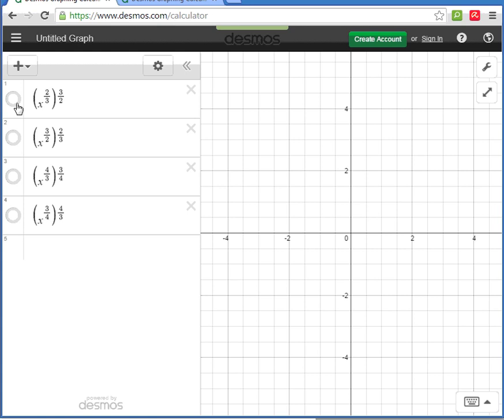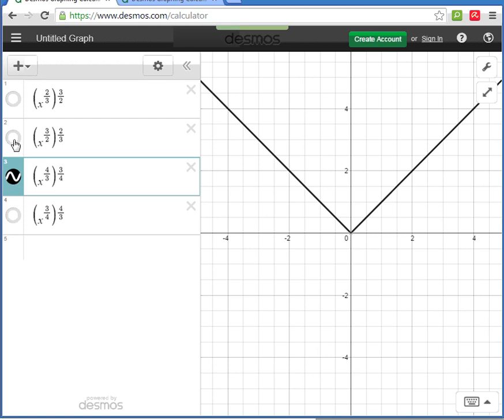The first graph, 2/3 raised to the 3/2, made the V-shape. And so did 4/3 raised to the 3/4. So again, you can turn these graphs on and off just by clicking the color next to it. Now, in contrast, 3/2 raised to the 2/3 made just a line, y equals x for the positive values of x. And same with 3/4 to the 4/3.